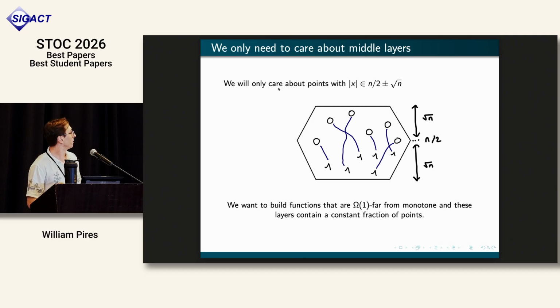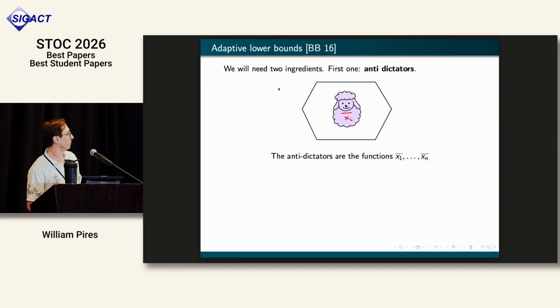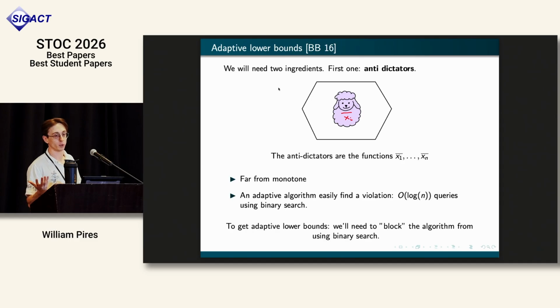So with that in mind, we're going to go to the Belov and Blais lower bound, and the first ingredient we're going to need are the anti-dictator functions, which I'm always going to represent with this little sheep. And there's n anti-dictators. They're the functions not x1, not x2, all the way to not xn. These functions are far from monotone. They're anti-monotone. But if you have an adaptive tester, you can easily find that these functions are not monotone because you can do something like binary search using log n queries, and you'll find an anti-monotone edge. So the whole idea is that we're going to try to prevent the algorithm from doing something like binary search.